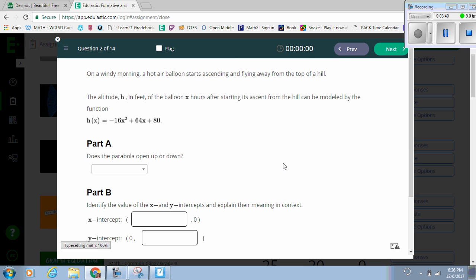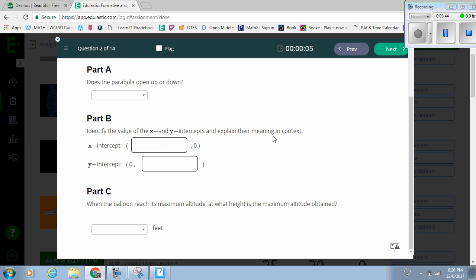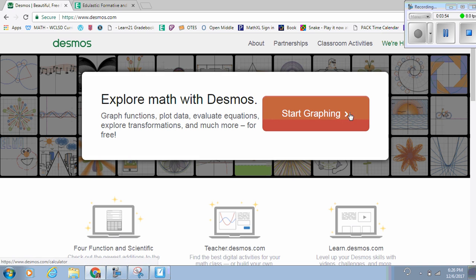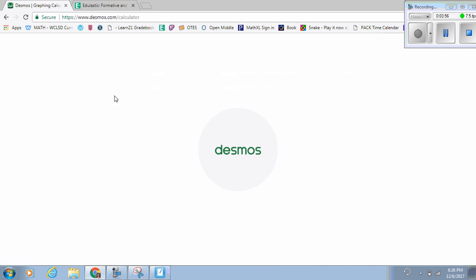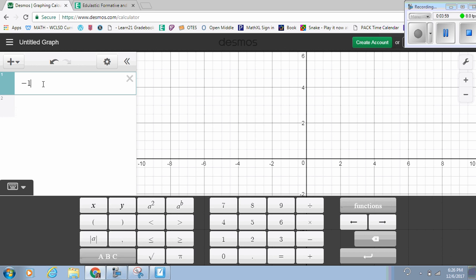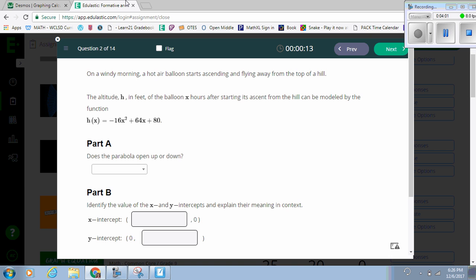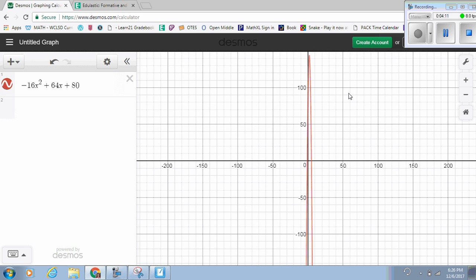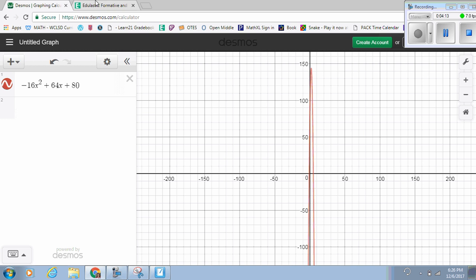All right. Now, you can use Desmos whenever you want. It will be on the air test. You can use it on all your tests, quizzes, classwork. So I'm going to put this one straight into Desmos. -16x squared plus 64x plus 80. You're going to have to zoom out on this one. It's a really skinny one.